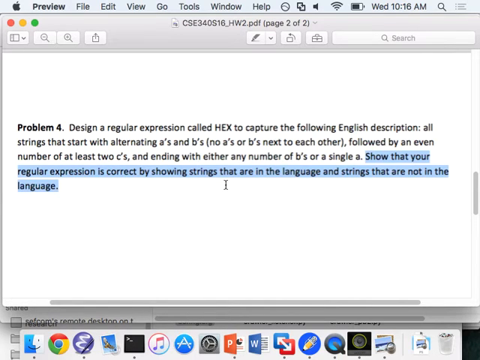This is honestly more for your benefit, because for homework one people submitted stuff that didn't actually match, or it matched too many things. I want you to demonstrate that you thought about it. It's like designing test cases for your homework: design the test cases that should match and the test cases that don't match.